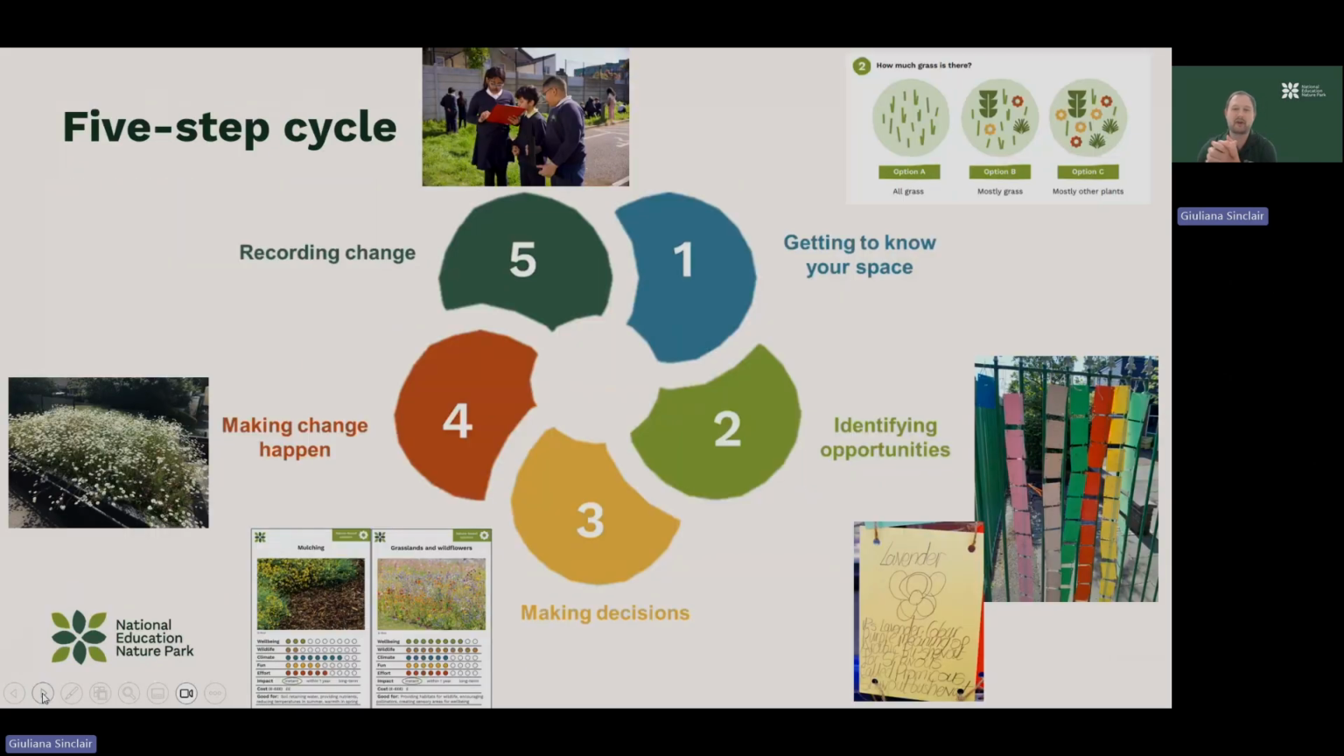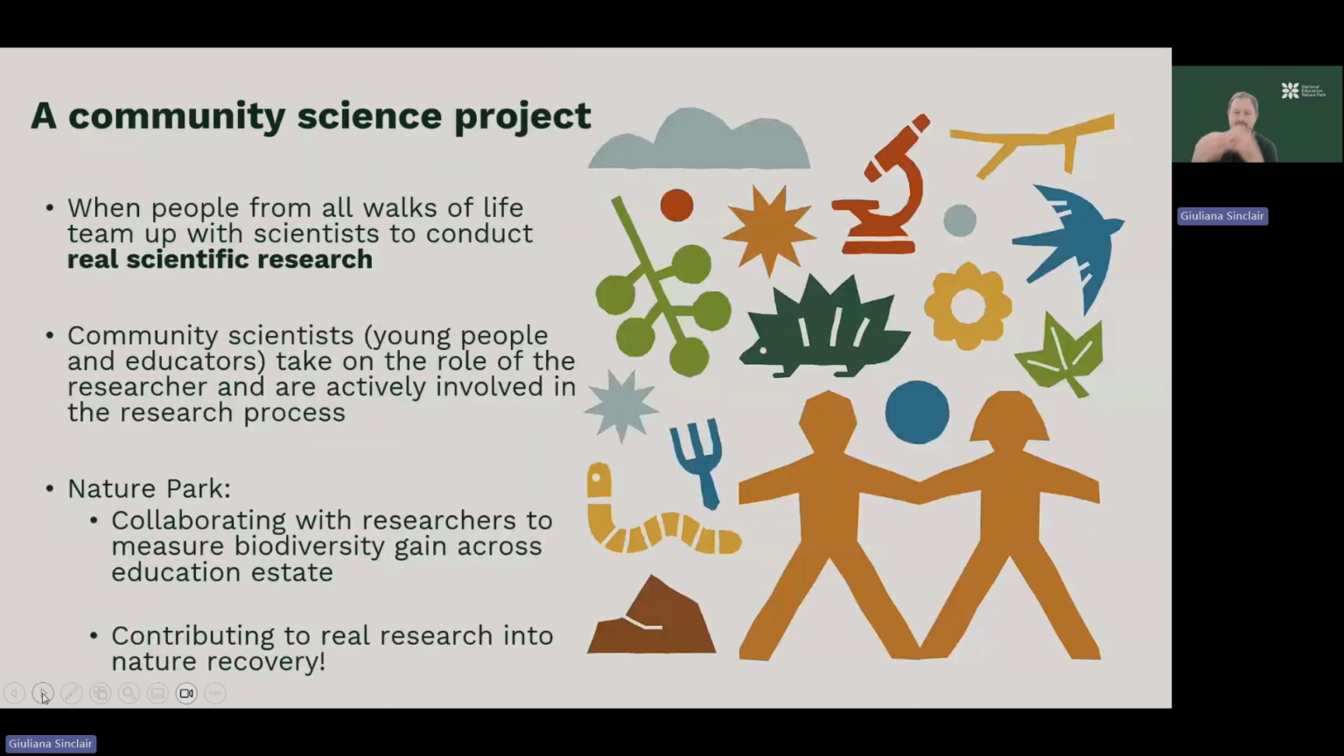This is the Nature Park 5-step cycle. So this is the cycle that we're encouraging all schools to follow. And you can see right there, relatively self-explanatory, but the idea is they get to know their space before they do anything. So as we mentioned, we want things to be evidence-based decisions, identifying opportunities, making decisions, making those changes happen, and then recording those changes. And there are some images around some of the resources that we have to those.